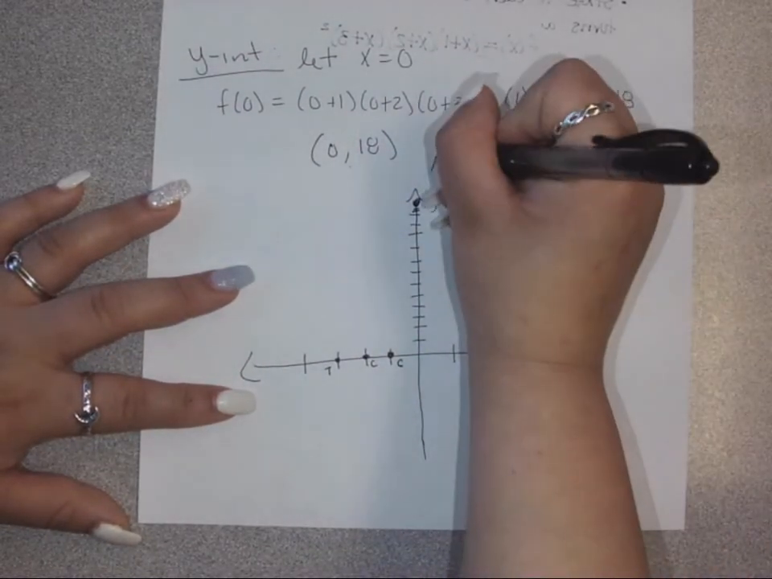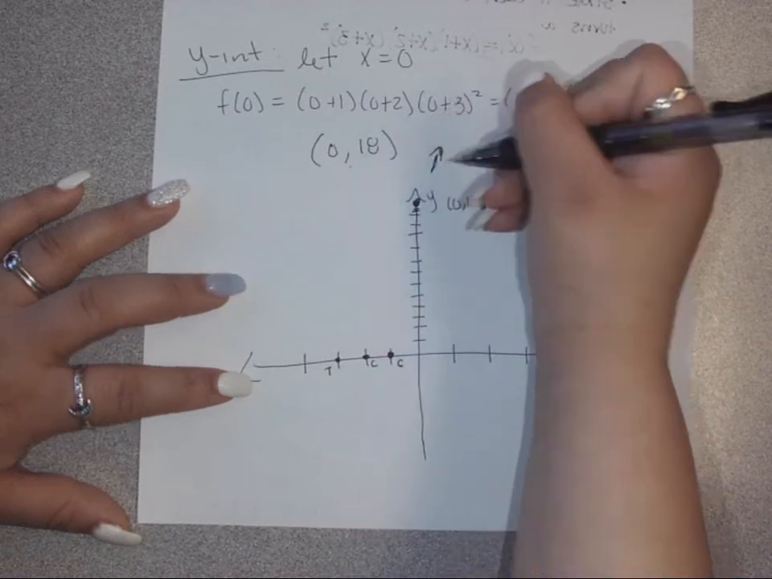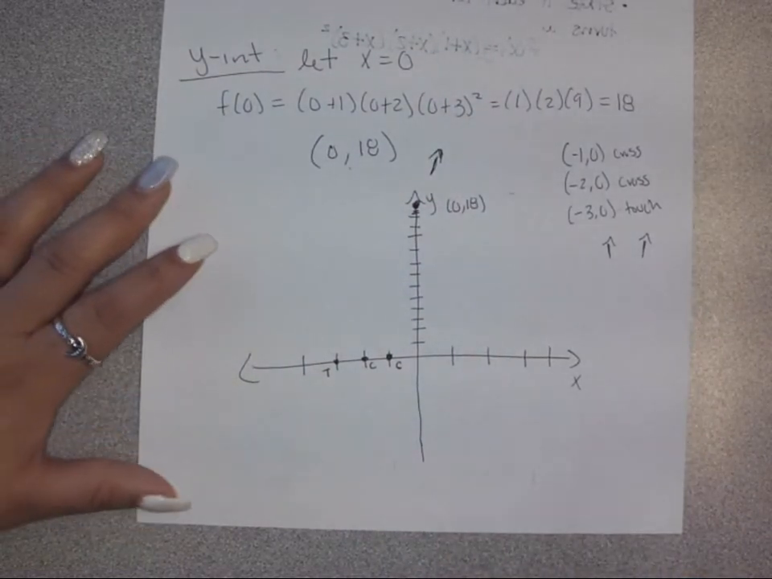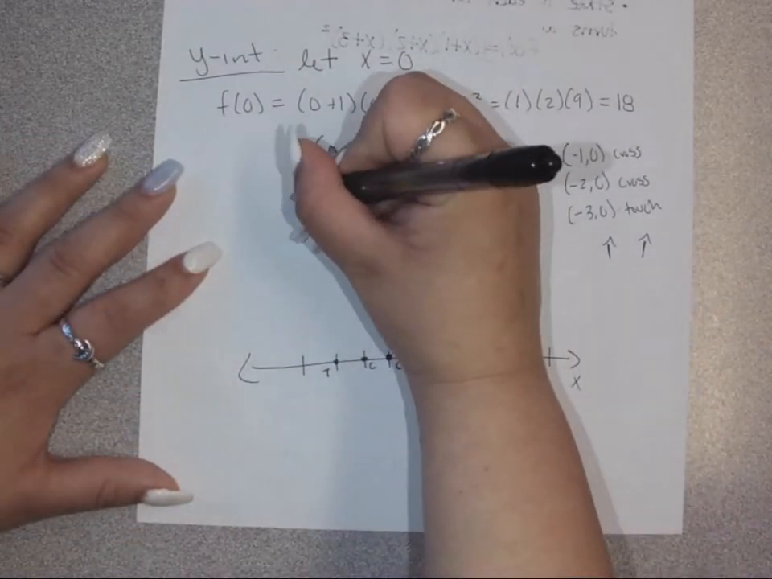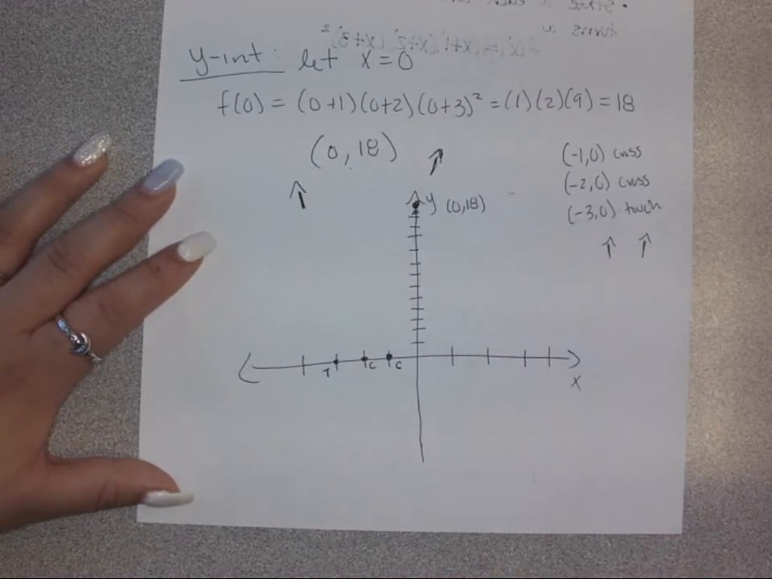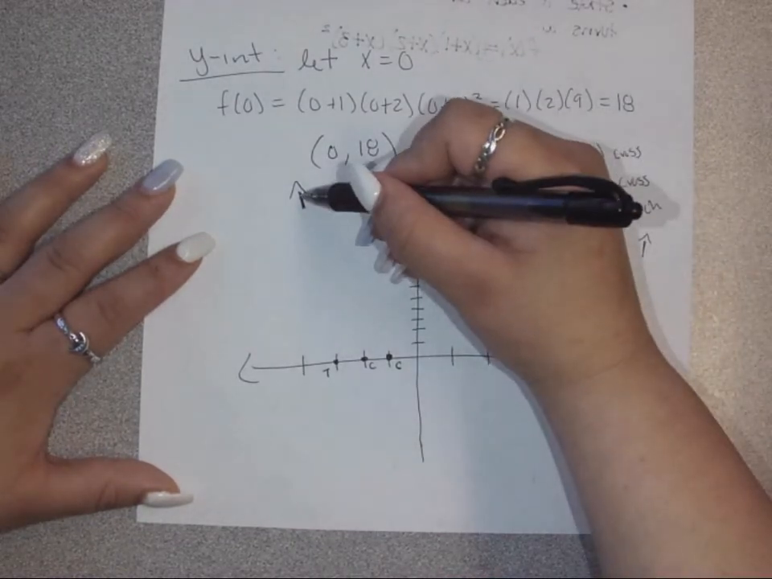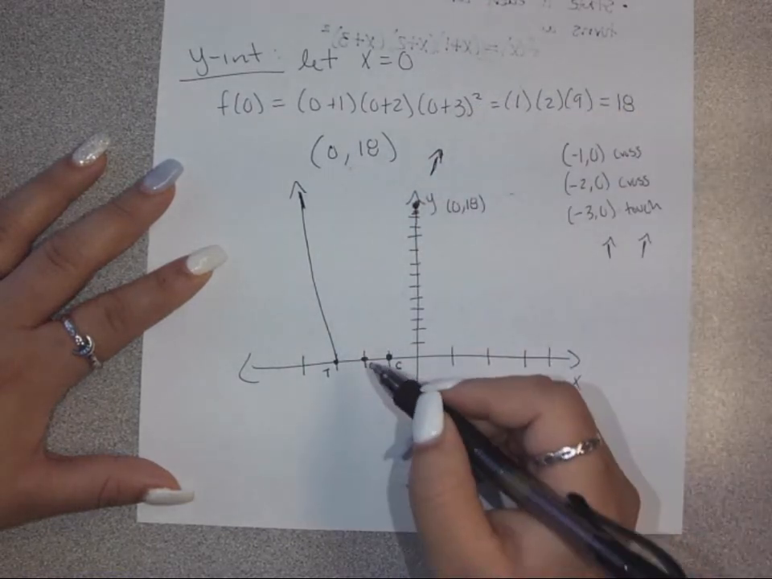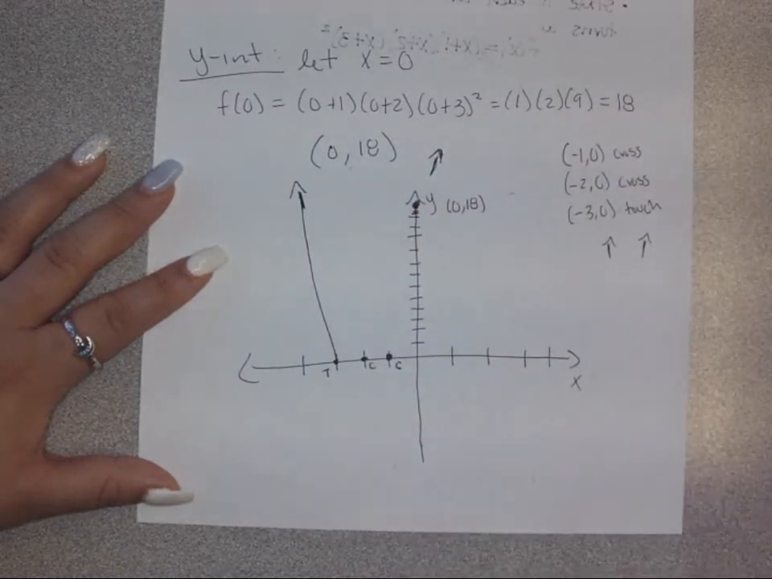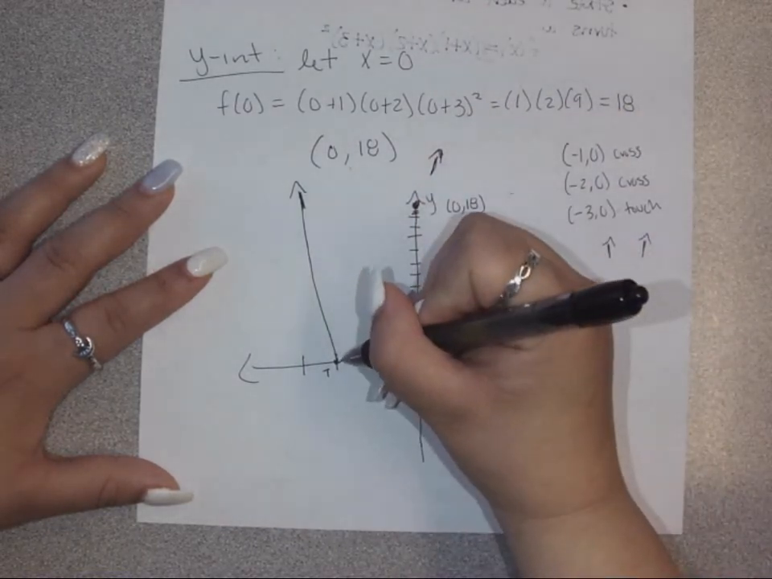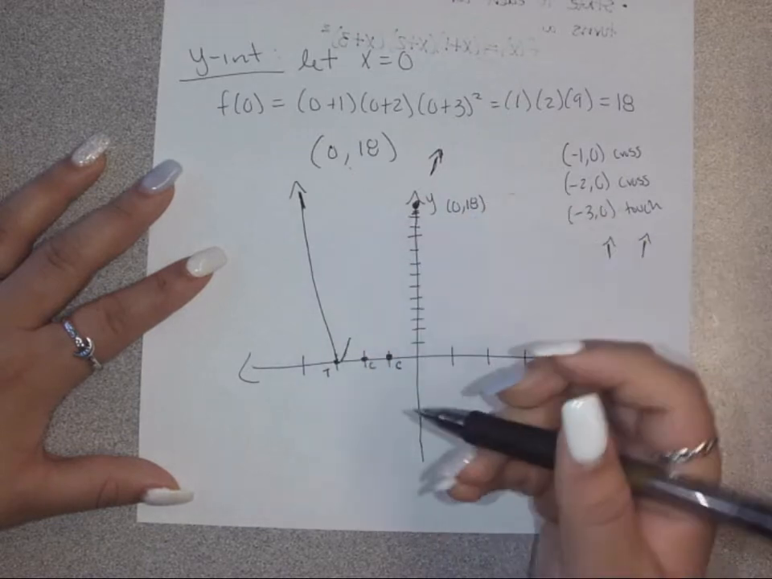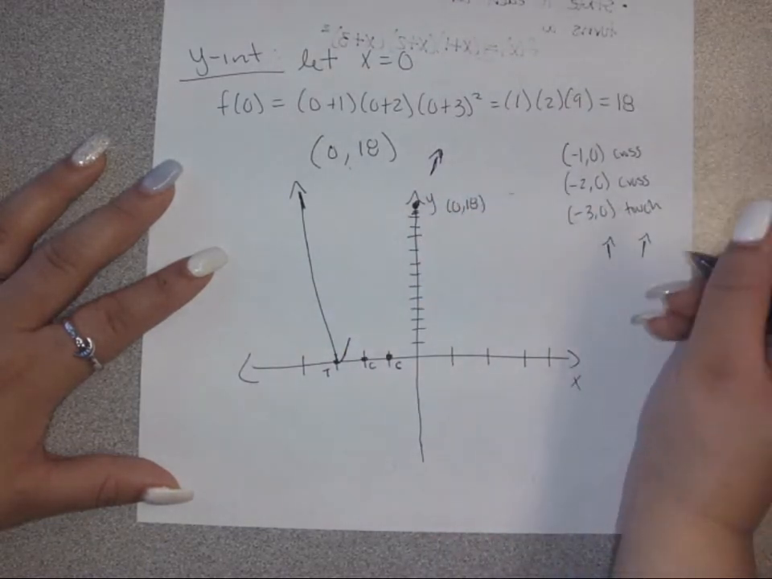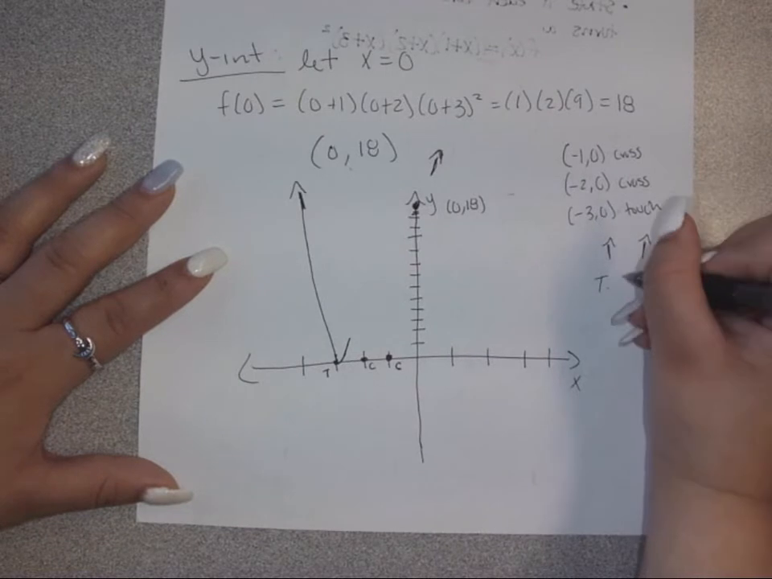We're missing this one. So let's just pretend we went all the way up to 18. So here's our y-intercept. So we know our end behaviors are both going to go up. So that means on the right-hand side, we have to go up, and on the left-hand side, we also have to go up.